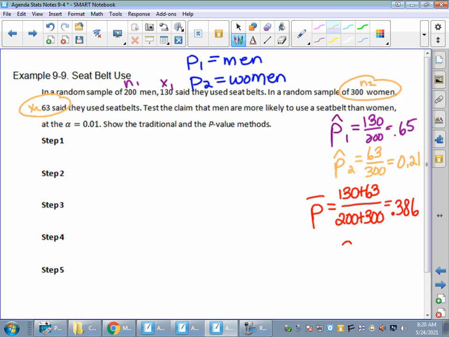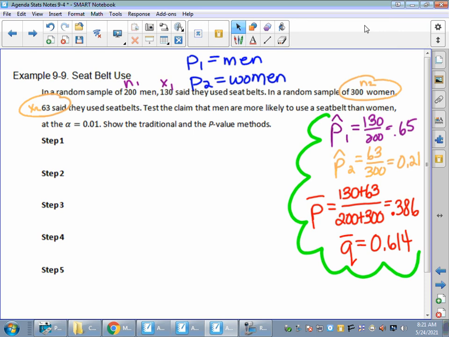0.386, which means Q bar, remember, is 1 minus that, so that's going to be something like 0.614. All right, side work is done. Mark that off. We're just going to need to refer to that. So let's go to our hypotheses.